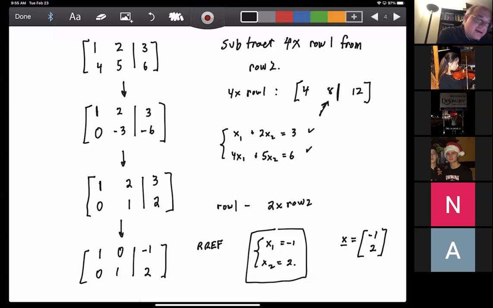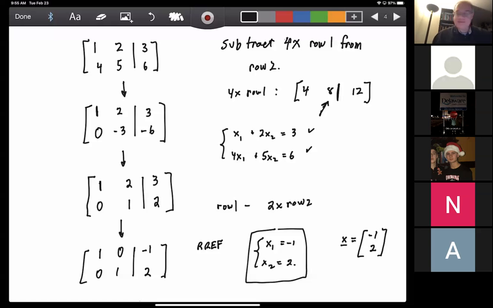Okay. There may be some faster paths you could take if you see a trick, but this is always going to work, and this is something that you can always program a computer to do. Okay, it's always going to work.